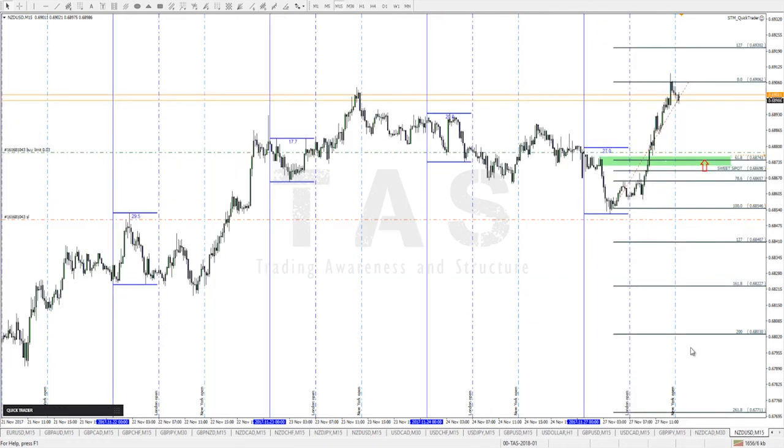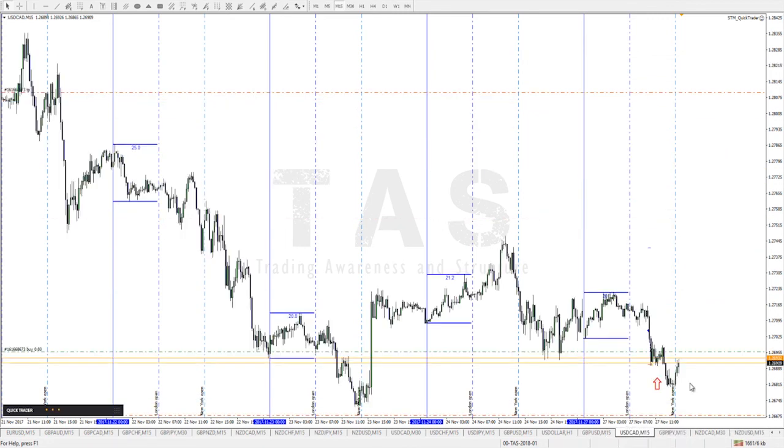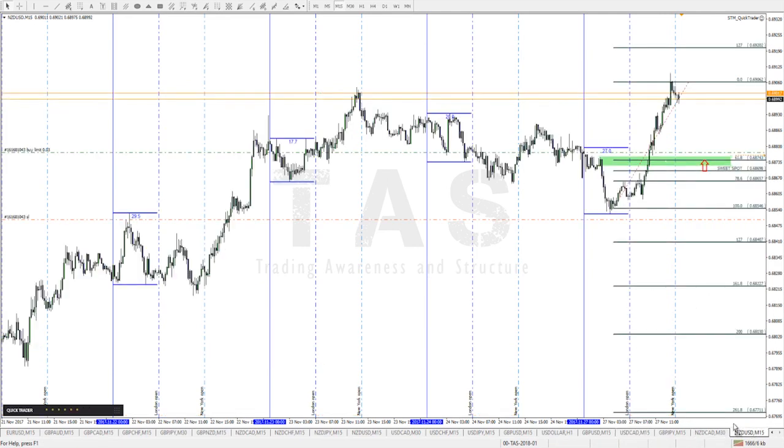And NZD USD, it has broken the highs, and I expect USD to start gaining value now after New York open, so that would mean that this would come down, and then probably tomorrow, or anyway, I'll keep the order in. I'm not going to be at the computer, but I'll keep the order in.